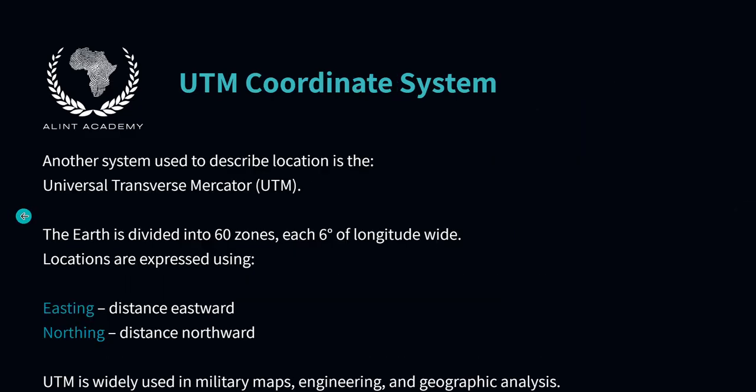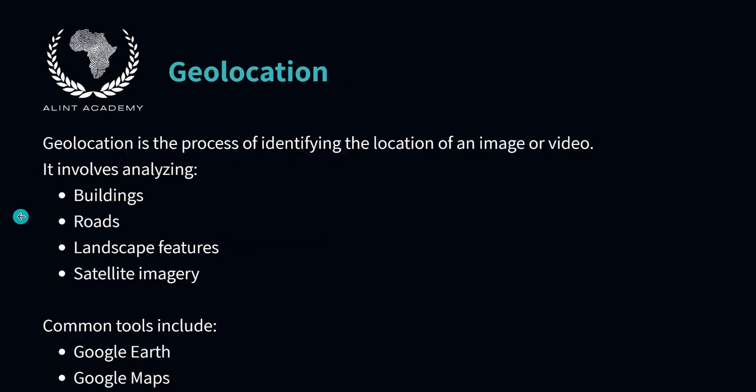UTM coordinate system. Another way to describe locations is the Universal Transverse Mercator, or UTM system. The Earth is divided into 60 zones, each 6 degrees of longitude wide. Locations are expressed as eastings and northings. UTM is widely used in military maps, engineering, and geographic analysis. Geolocation. Geolocation identifies the location of images or videos by analyzing buildings, roads, landscapes, and satellite imagery. Common tools include Google Maps and Google Earth.